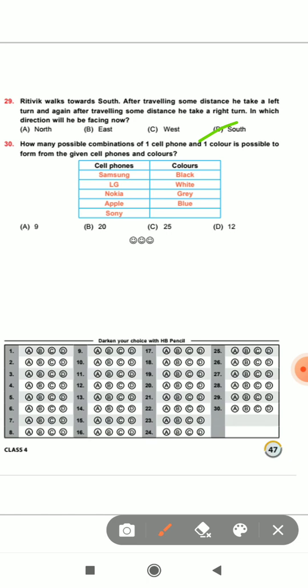Next question number 30. How many possible combinations of one cell phone and one color are possible from the given cell phones and colors? Cell phones: Samsung, LG, Nokia, Apple, Sony. Colors: black, white, grey, blue. So the answer is option B. B is the correct answer. Okay.